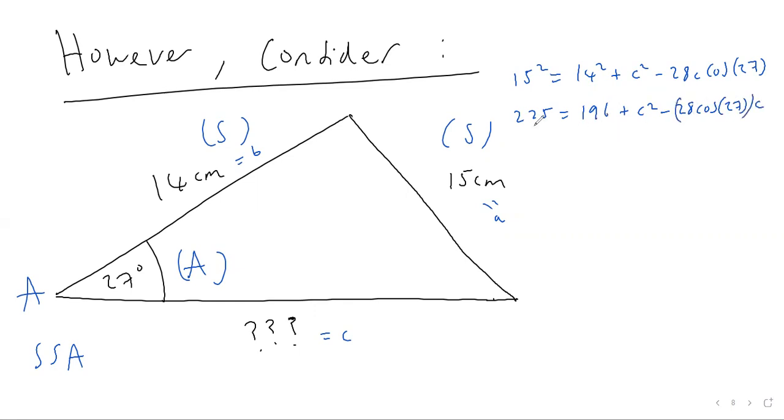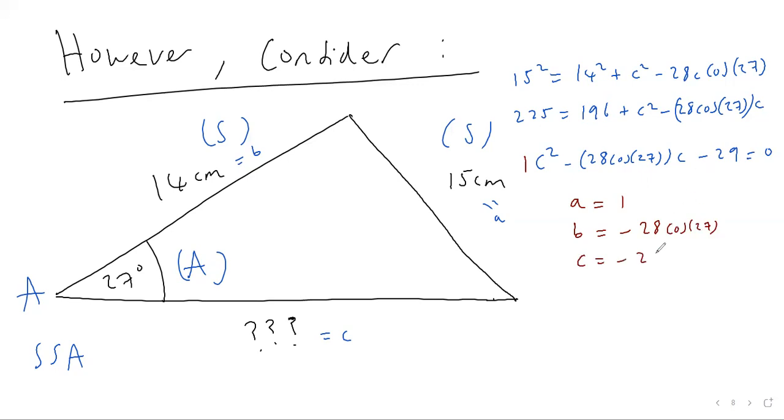Again, if we do 196 take away 225, that should give us negative 29. So we get C squared minus this 28 cos 27, lots of C, and then take away 29, that's going to be equal to 0. And again, we can use the quadratic formula to solve this, or you can use your calculator to solve this. So your A value is going to be 1, so 1C squared. Your B value is going to be, again, negative, just watch out for the negative sign, so negative 28 cos 27. And your C value is going to be negative 29 at the end there.